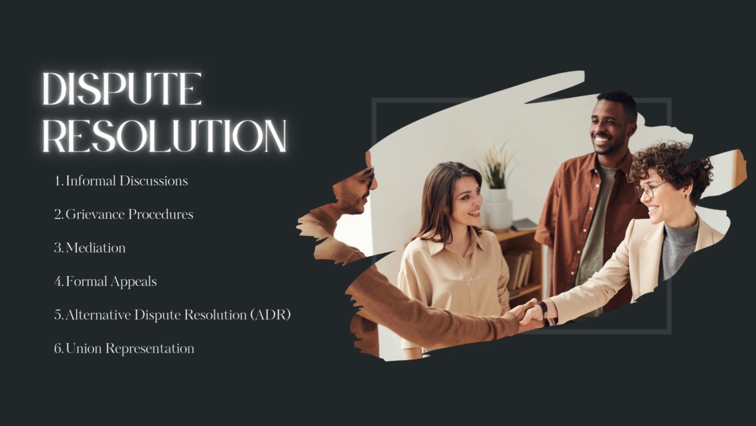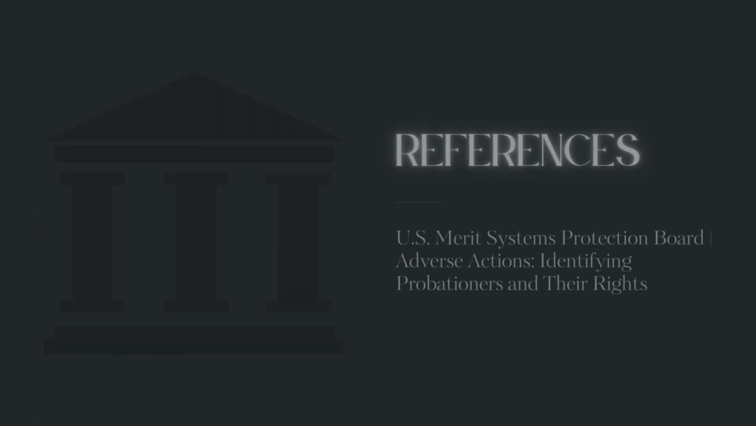Number 6, union representation. For unionized employees, their union may represent them in disputes, providing support and advocacy throughout the process. Here's a link for the information used for this training by the U.S. Merit System Protection Board.